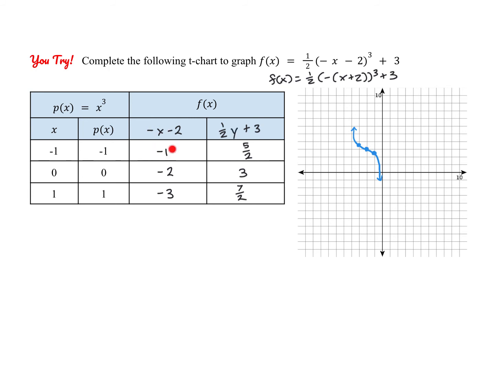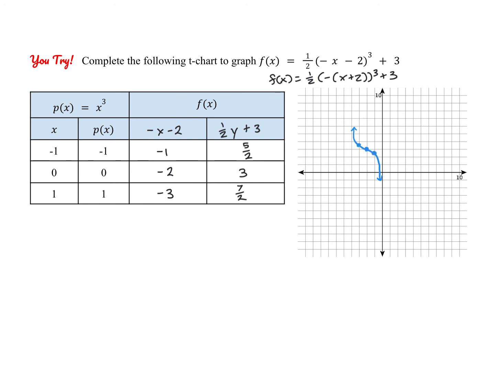And for the horizontal changes, this is a horizontal reflection, and this is going to shift our graph to the left too. So make sure you factor out that negative before you assess what's going on. So you multiply your x values by -1, and then you subtract 2, giving you these new x values. So these are your new coordinates. So your graph looks like this.